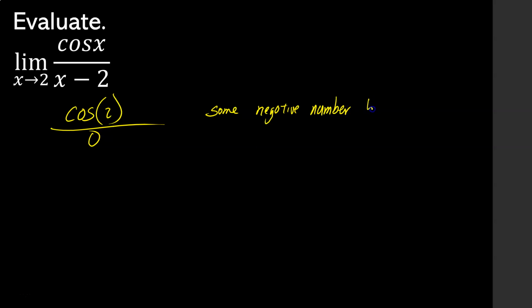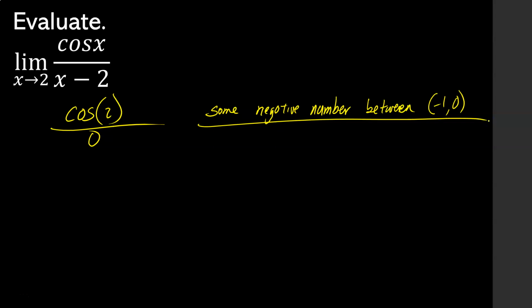All right, new limit. The limit as x approaches 2 of cosine of x over x minus 2. So, this thing is not continuous at 2, so does L'Hopital's rule apply? It does not. If you substitute in the numerator, we get cosine of 2, which, I don't know what cosine of 2 is. And 2 is more than pi halves, so cosine of 2 is some negative number between -1 and 0.